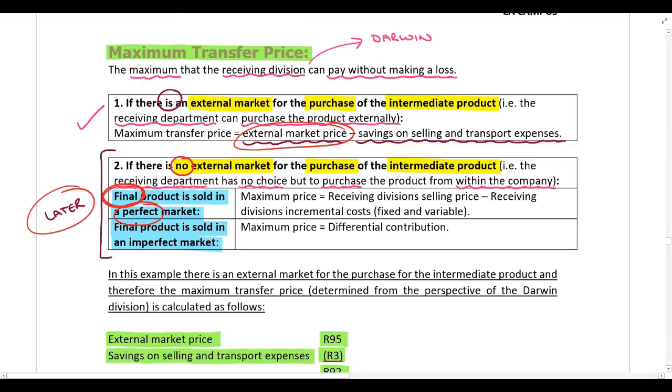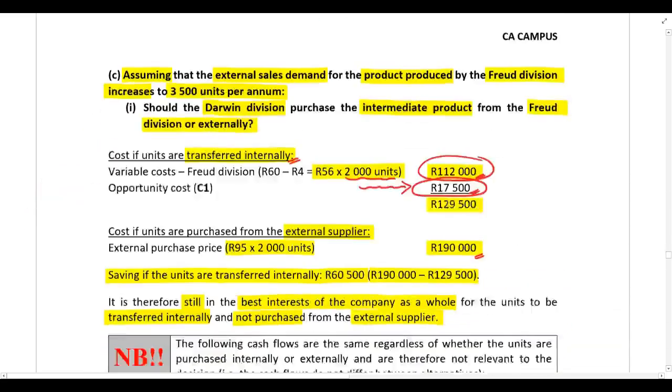In example 2, we are going to look at a situation where we are dealing with an imperfect market. We'll deal with that just now. Right now, we are dealing with the final product being sold in a perfect market. So how do we then calculate our maximum transfer price? We take the receiving division's selling price, so the Darwin division's selling price, and we deduct all of the Darwin division's incremental costs, their fixed and their variable costs. I'll show you the logic behind why we are deducting their fixed costs as well. But we deduct all of their costs in order to calculate the maximum transfer price.